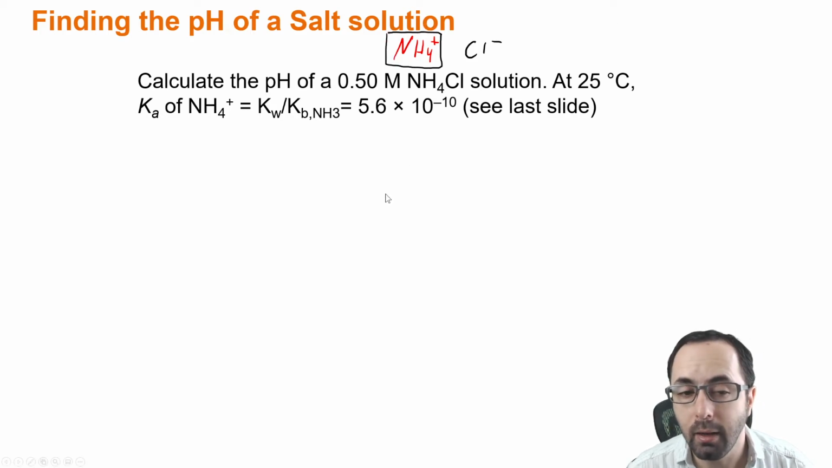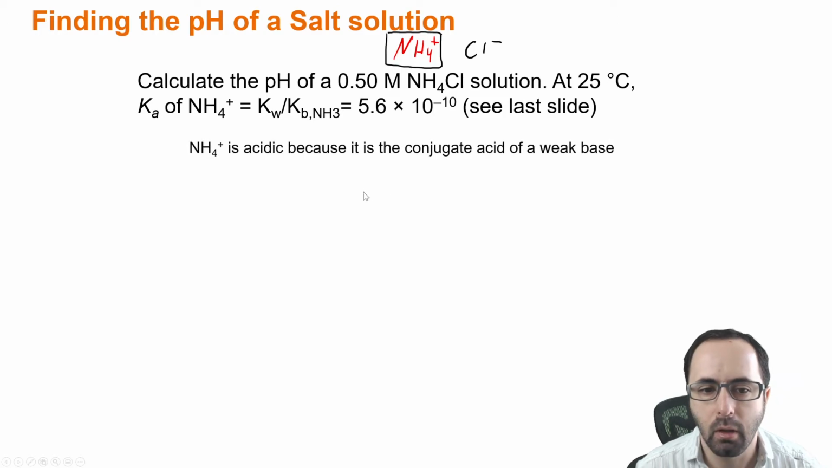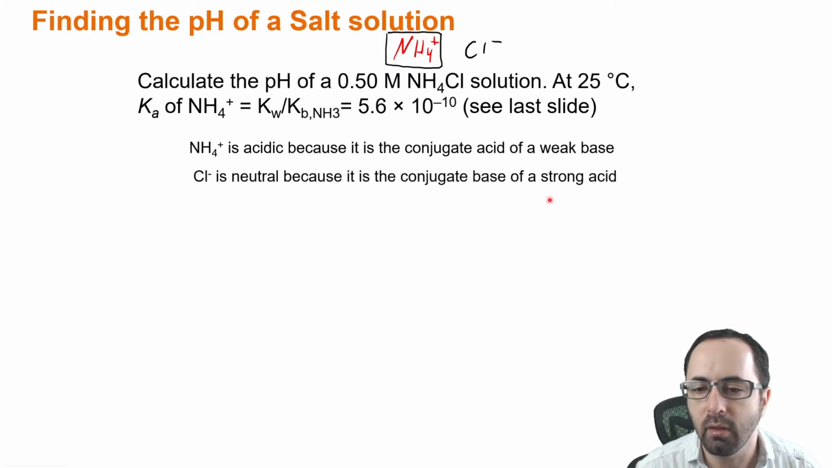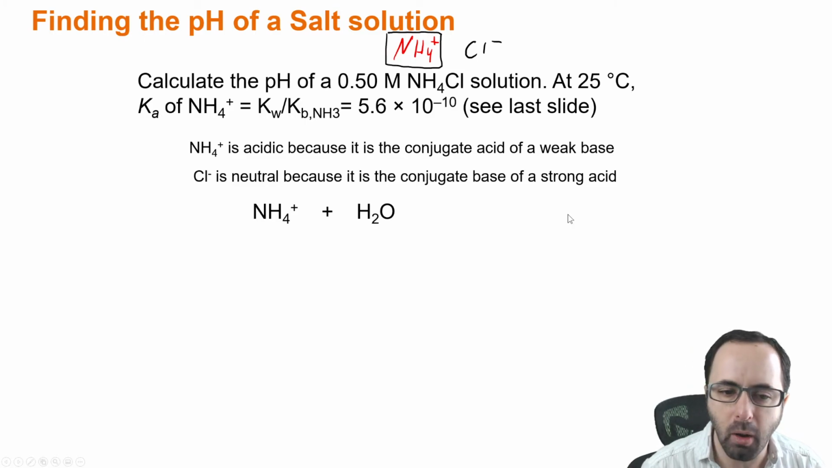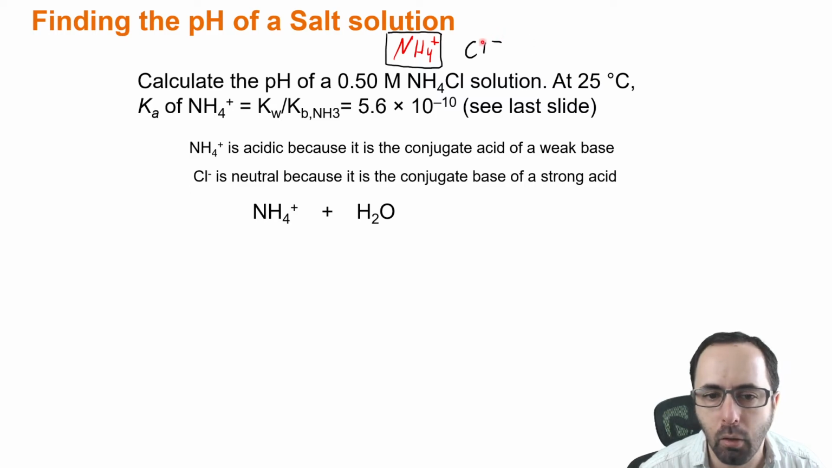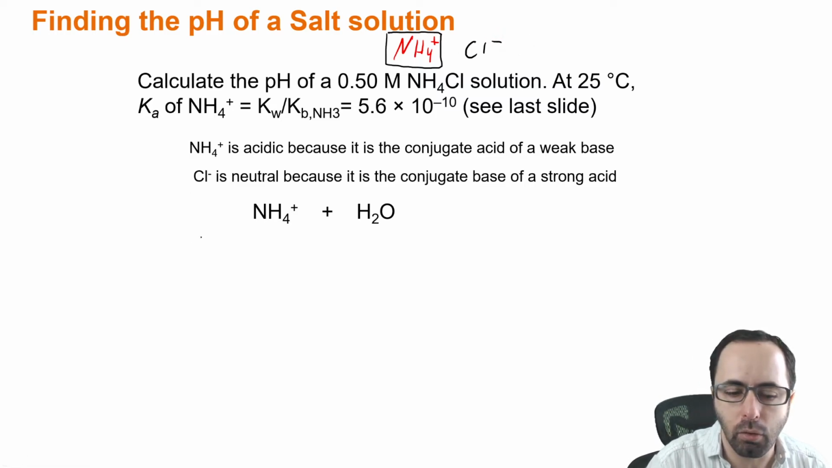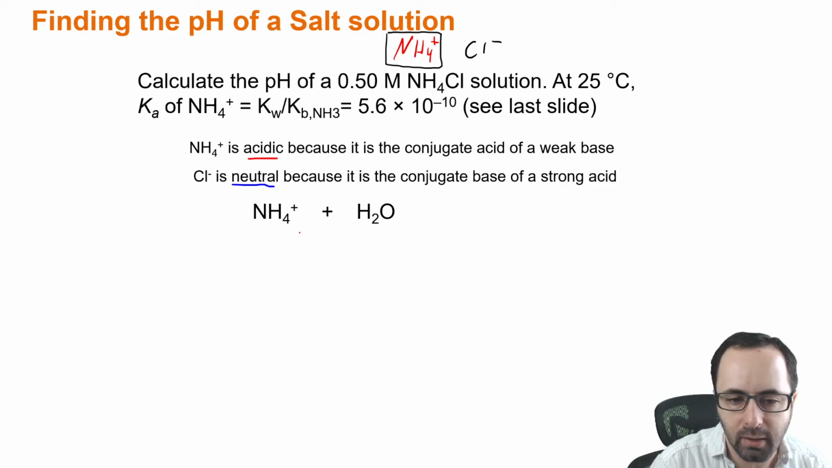So we're going to write the equation for the ammonium ion behaving like an acid. Ammonium ion is acidic because it's the conjugate acid of a weak base. Chloride ion is neutral because it's the conjugate base of a strong acid. So we write the equation for ammonium acting like an acid. We have ammonium ion in water. We don't care about the chloride ion because it is neutral. We care about what's acidic here, so that's going to affect the pH.